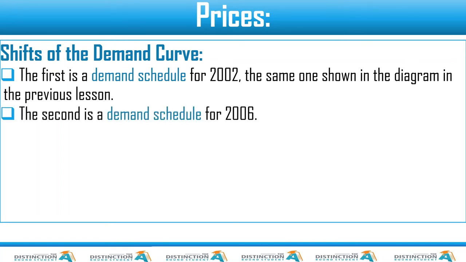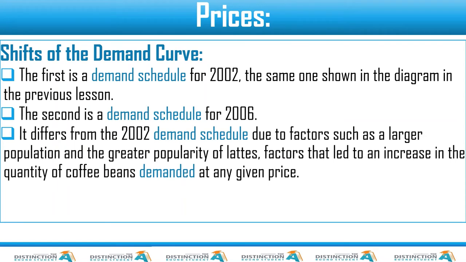the same one that we saw in the previous lesson. And then the second one is a new one, which will typically show an increase in numbers. So it differs from 2002's demand schedule due to factors such as large population and greater popularity of lattes, cappuccinos, and stuff, factors that led to an increase in the quantity of coffee beans demanded at any given price. So we are going to use the same prices that we had for 2002 and see for 2006 how many coffee beans would be demanded at each price.